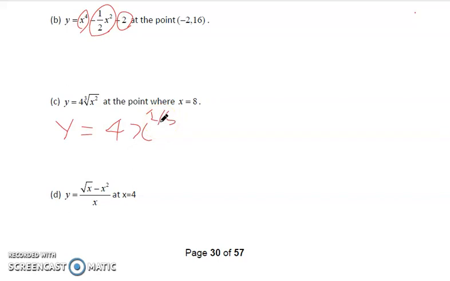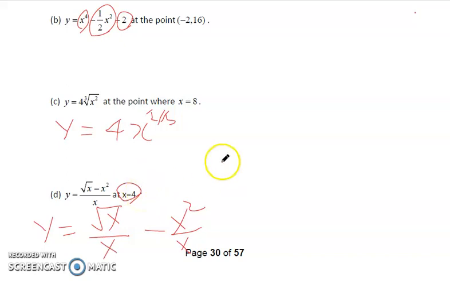And D is similar to what we did on the previous page. Break this one up into 2 pieces. So y would equal square root of x over x minus x squared over x. Simplify each piece to a simple power. Take the derivative of that, and then you plug in 4 into your derivative.